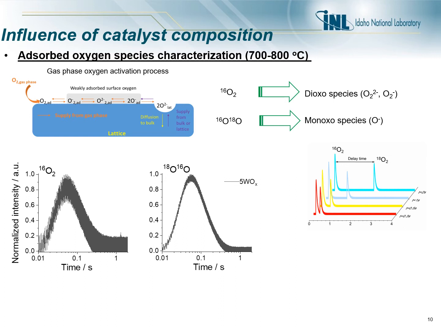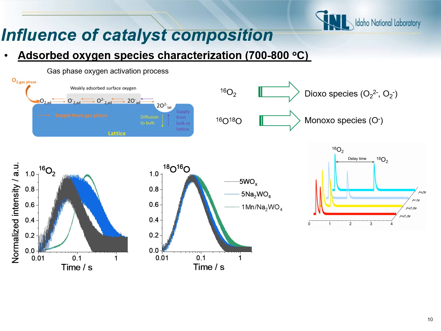For example, for this tungsten oxide, we only observe a single peak in 16O2 and a single peak in 18O16O. When we add sodium into it, we can see that a second peak appears with a delay time. Further, when we add manganese into it, for example in this case 1% of manganese, we can see an even more delayed second peak. Different manganese loading will affect the different delay time of the second peak. However, for the mixed isotope 18O16O, the peaks have an insignificant shift.